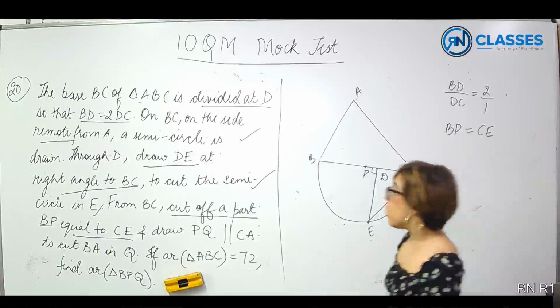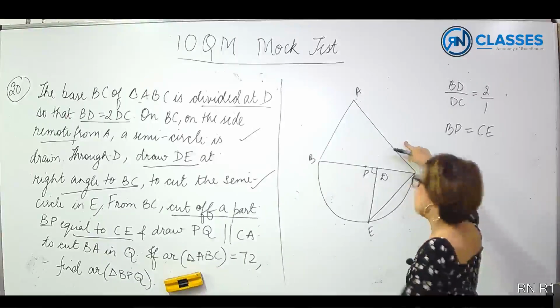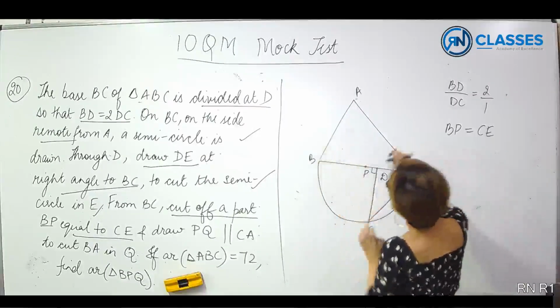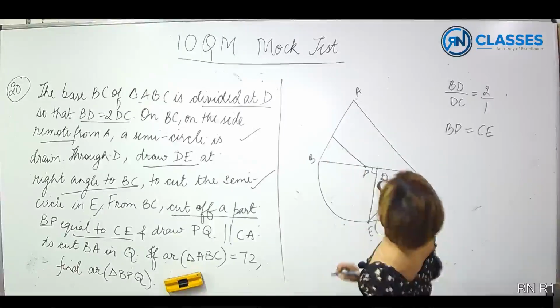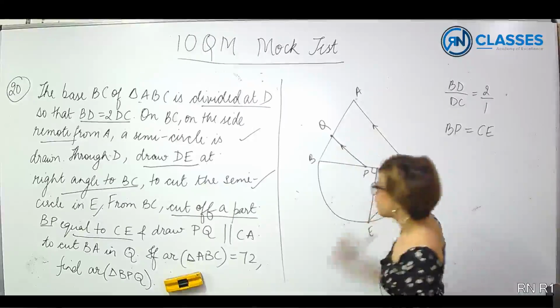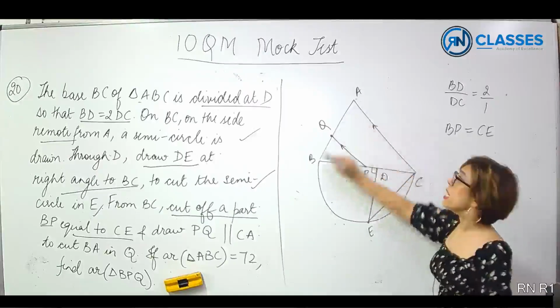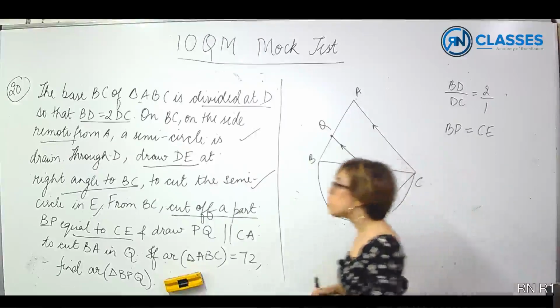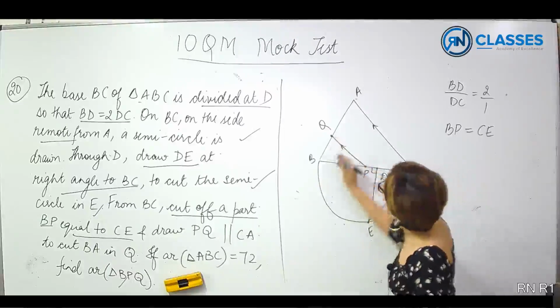Done? Now he says draw PQ parallel to CA. PQ parallel to CA, where obviously Q is on BA. So this parallel to this, so it is somewhat like this. Yeah. So this parallel to this. Done? Now he says if area of triangle ABC, as in this entire area is 72, you need to find out the area of BCQ. BCQ, this area.